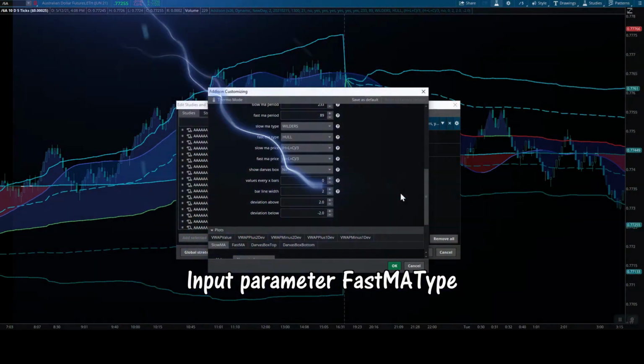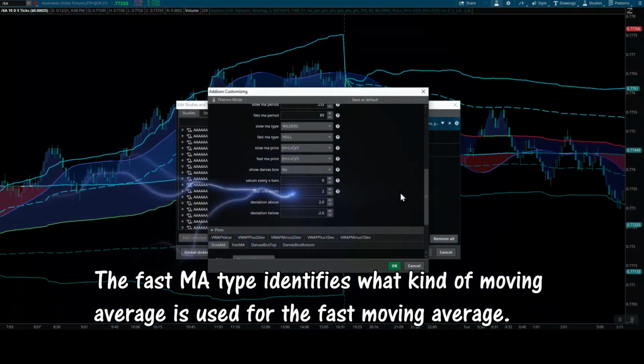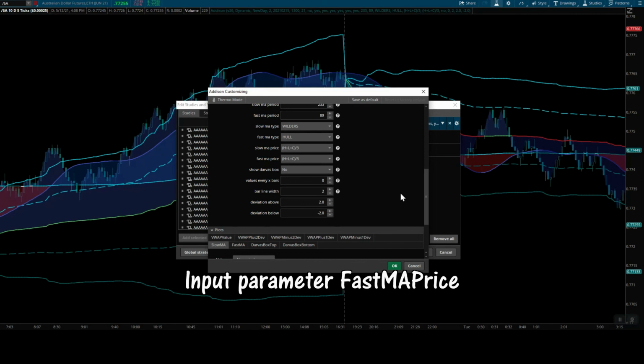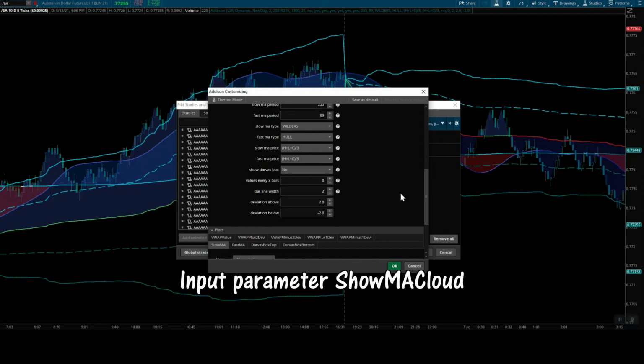Input parameter: Fast MA type. The Fast MA type identifies what kind of moving average is used for the fast moving average. Input parameter: Fast MA price. The Fast MA price identifies the value used to calculate that fast moving average.